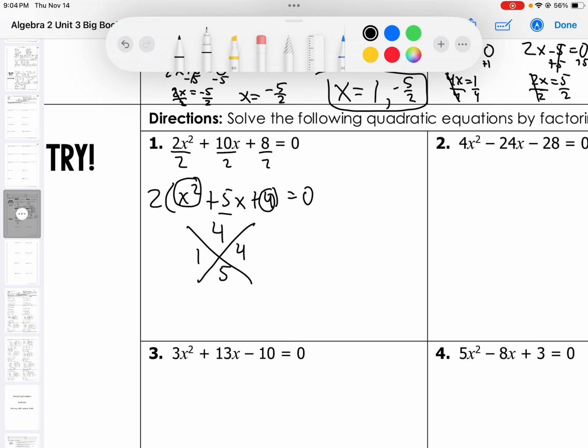So that'll give me factors 2, which I started with as the greatest common factor, and then x plus 1 and x plus 4 equals 0. From there, I'm going to set each factor equal to 0. With this first one, the 2, I don't actually need to set that one equal to 0 because I don't have an x as part of that factor. So there's no value for x that will solve that one.